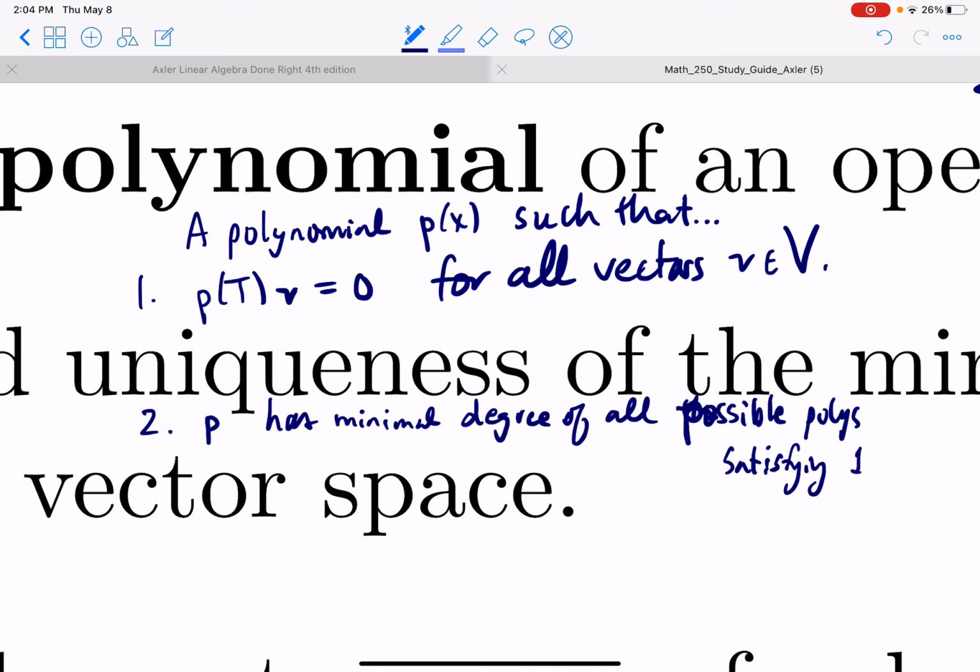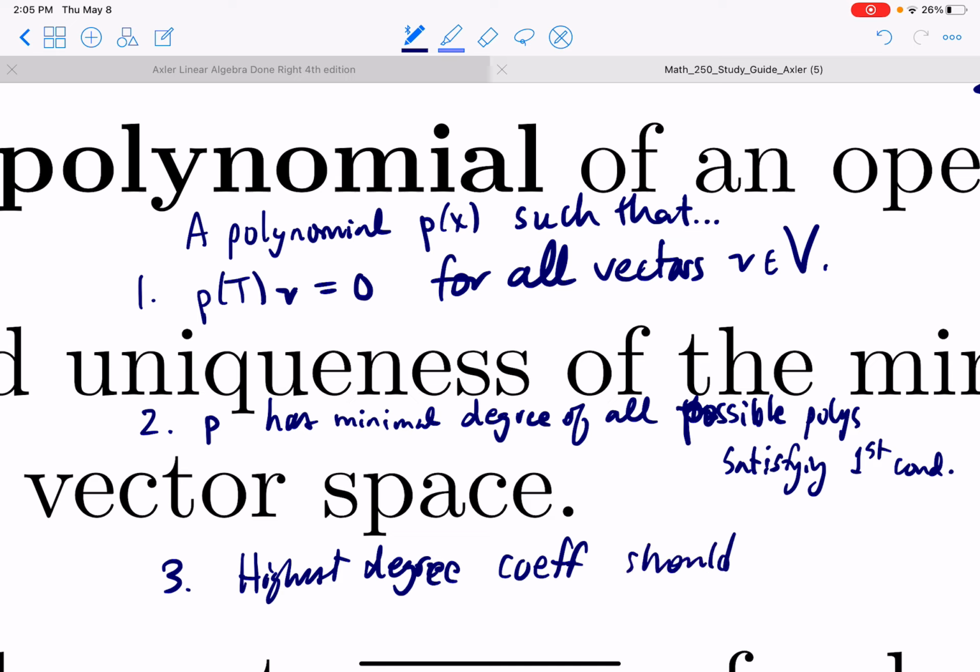Satisfying the first condition. And then what else? The highest degree term of p should be 1. Just rescale p. If there was a 2x to the 5th and it had degree 5, then divide everything by 2. So the highest degree coefficient of that polynomial should be 1.